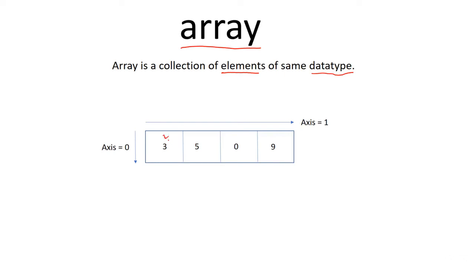Now, the same data type just means here we've got a number 3. Here we have a number 5. We can't have a 3 and a string, like "Mike", and then a 0. No, you can't have that. It has to be of the same data type. Here, these are numbers, so this is an array of numbers, right? This thing is called a one-dimensional array. I'll call it 1dim, for one-dimensional array.